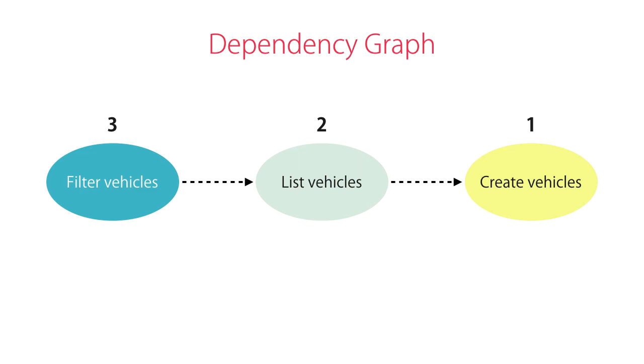Once we deliver that function, then we move on to the second step, the second task, which is listing the vehicles, and finally, the third task, filtering vehicles. Now, what is critical for you to understand here is that when you're building the list of vehicles, you should not worry about all the other fancy features like filtering, sorting, pagination, and so on.